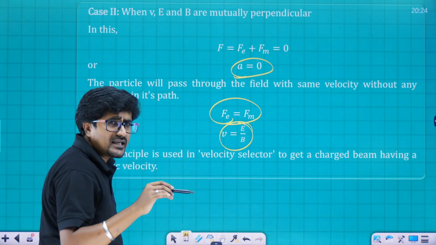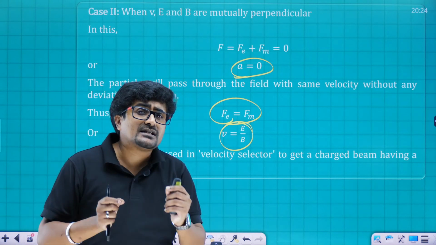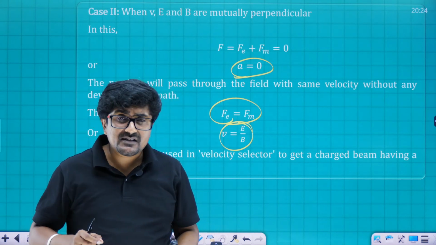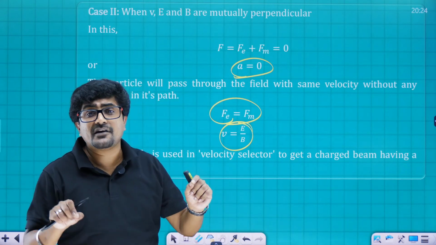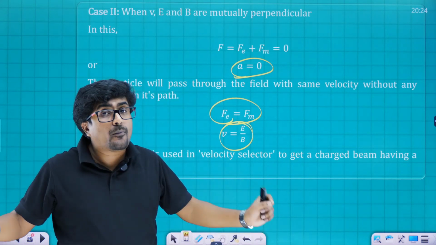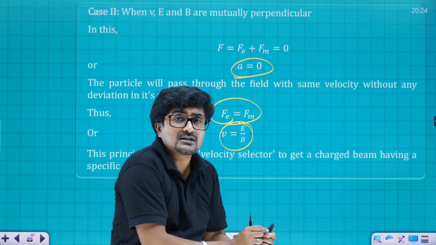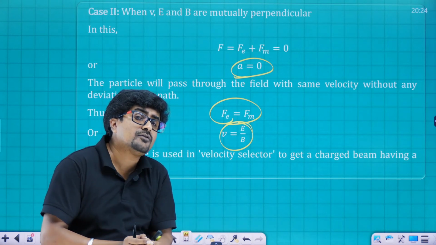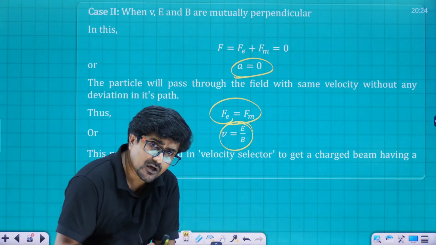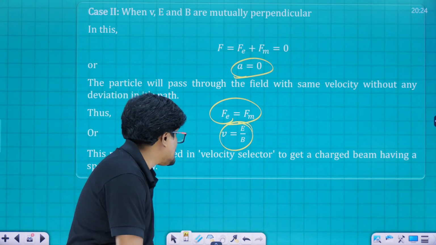So I repeat once again, here the electric field as well as the magnetic field is perpendicular. They can be adjusted in such a way that F suffix E and F suffix B are equal and opposite. There, the resultant force experienced by the charged particle is going to be 0, and the charged particle can move with a constant velocity. This is the working principle behind the velocity selector.